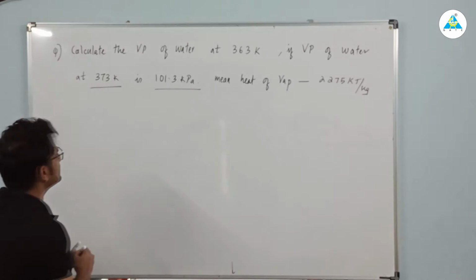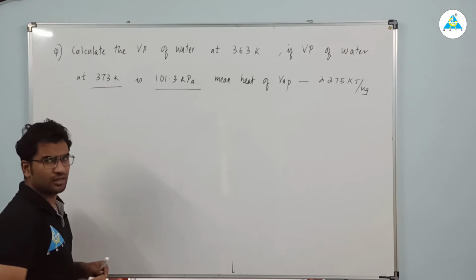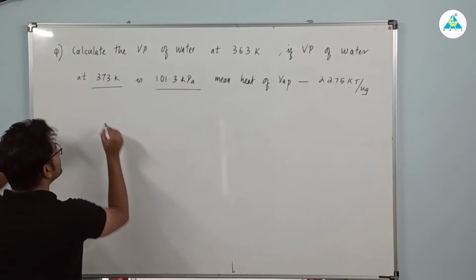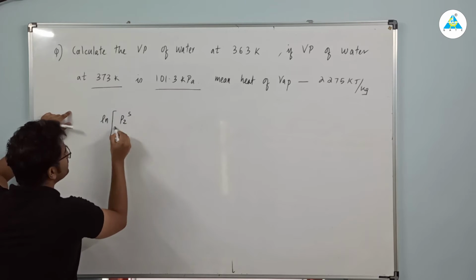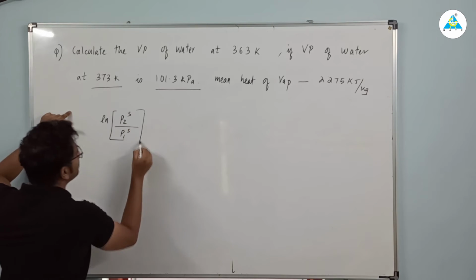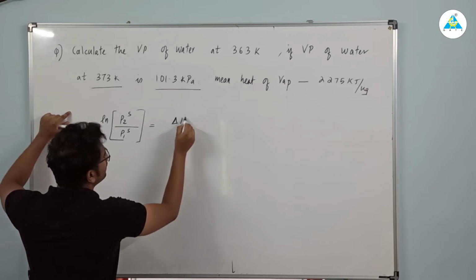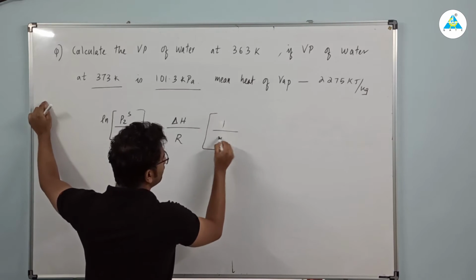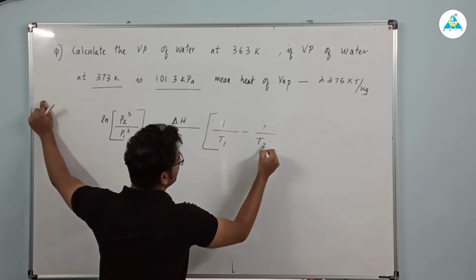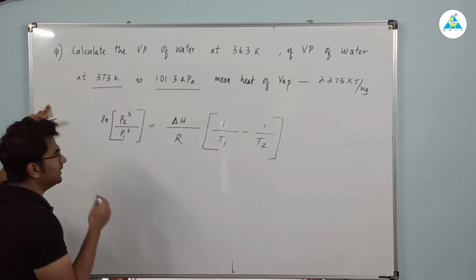So we can look at the equation. Which equation? Simple, the Clausius-Clapeyron equation. What is the equation for Clausius-Clapeyron? ln of P2s divided by P1s is equal to delta H by R into 1 by T1 minus 1 by T2. You know all the values here.